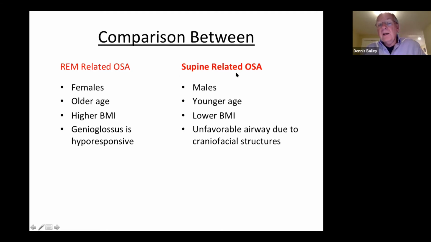Whereas supine-related OSA can be more prevalent in the males. It can be at a younger age. Children can also have it. The BMI at times can be lower, and there's unfavorable airway due to craniofacial structures. So we might see someone who has more maxillary and mandibular retrognathia, for instance.